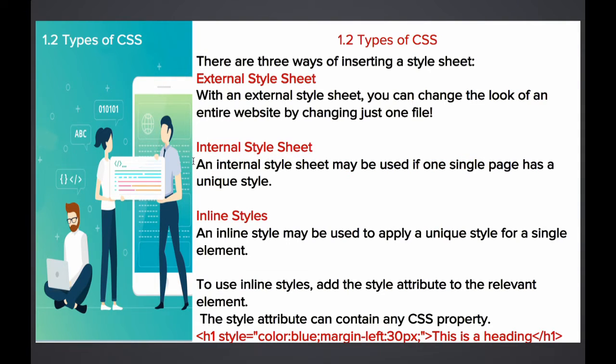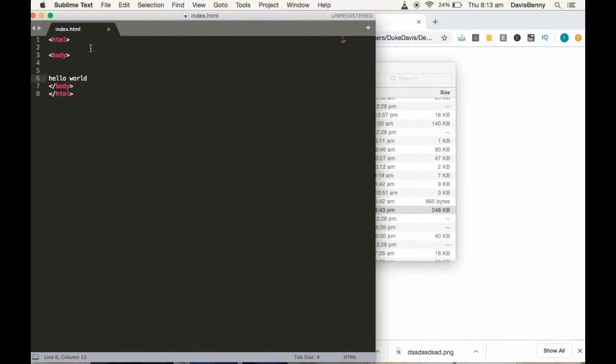An internal style sheet may be used if one single page has a unique style. Internal styling is given in the header section, head, and you can give the styling here, style CSS, and inside this section you can give the styling, property name colon value semicolon. So this is how we provide the styling to the web page.